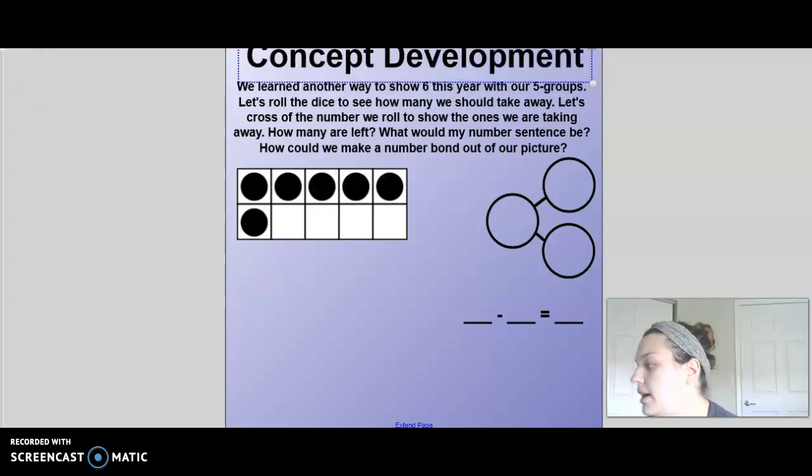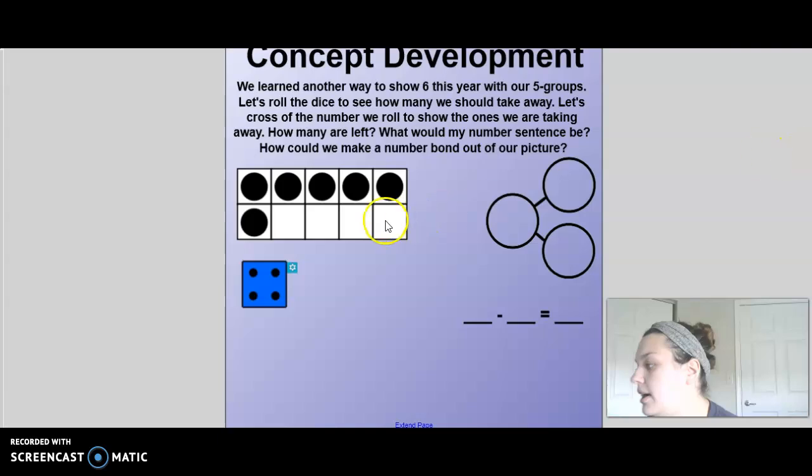Great job. Okay, here is our last one, okay? I'm going to roll the dice for you. We're going to do the same thing we did last time. Okay, go ahead and use the picture or your noodles or Legos, whatever you have in front of you, to create a number bond and number sentence using the numbers on the screen.